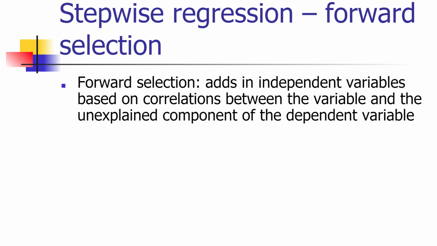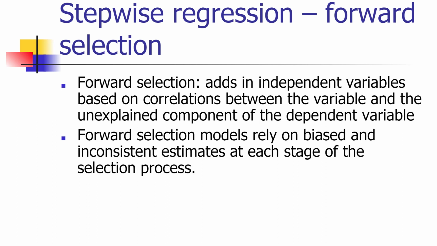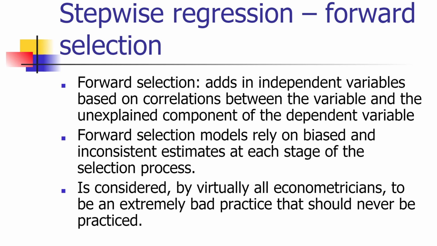The basic procedure for forward selection is you have a dependent variable, a set of potential independent variables, and the software will find which variable is most highly correlated with the dependent variable. It will include that in a regression, and then it will find which variable is next most correlated with the unexplained component of the dependent variable. And it will keep adding additional variables step by step until eventually the additional variables stop being statistically significant. The problem is that when you add the additional variables, if they turn out to be important, your prior stage that you used to generate the next stage estimates were based on computations that relied on biased and inconsistent parameter estimates and t-tests. And in general, virtually all econometricians argue against the use of forward selection processes such as this.